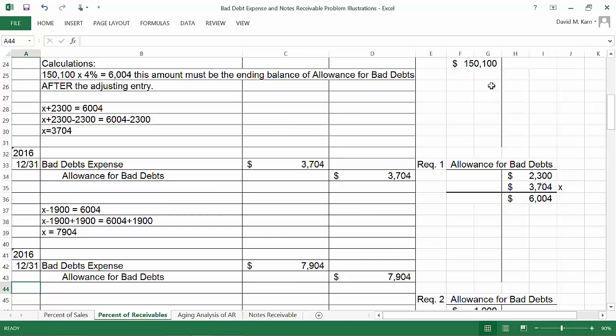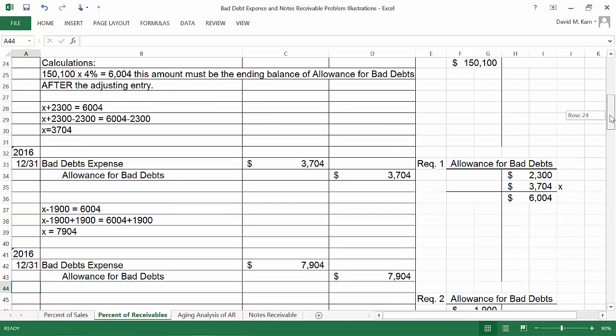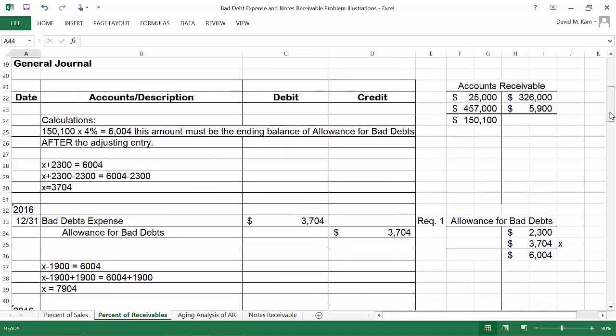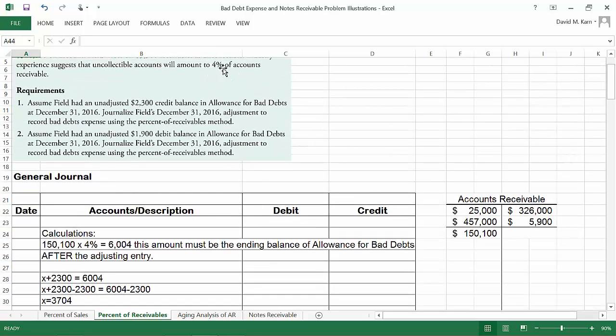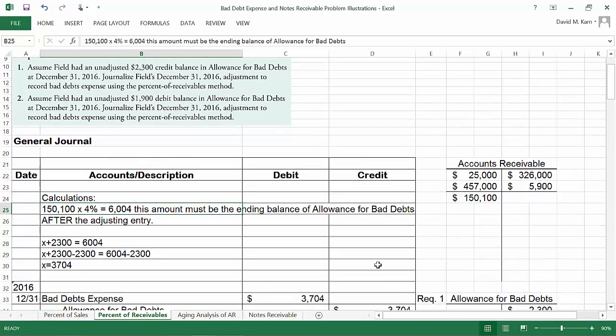So again, the key part to this problem is understanding that anytime you use the percent of receivables method, whenever you take your current balance of accounts receivable times the amount that you estimate will be deemed uncollectible, this number must be the ending balance of the allowance for bad debt after the adjusting entry.